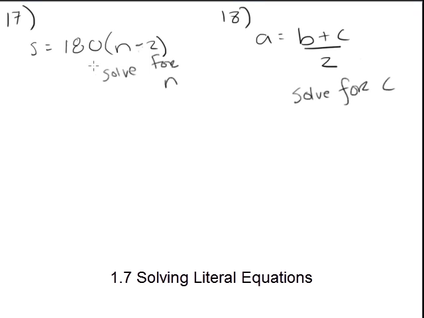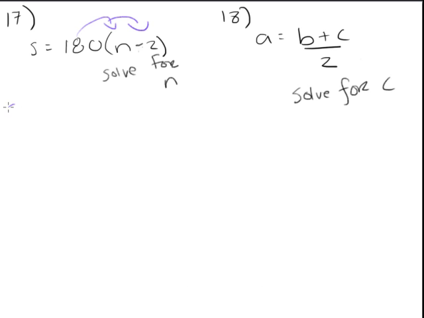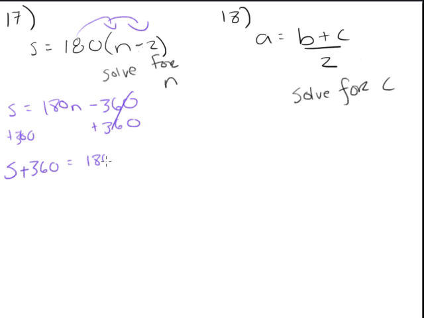Alright, so in this number 17, I have this equation I have to solve for n. So the first step I have to do is distribute my 180. So I'm going to have here s, then 180n, then 180 times negative 2, I'm going to get negative 360. Okay, so I want n by itself, so I'm going to bring over this 360 to the other side. That cancels out 360 on the right hand side. And then I'm going to have s plus 360 equals 180n.